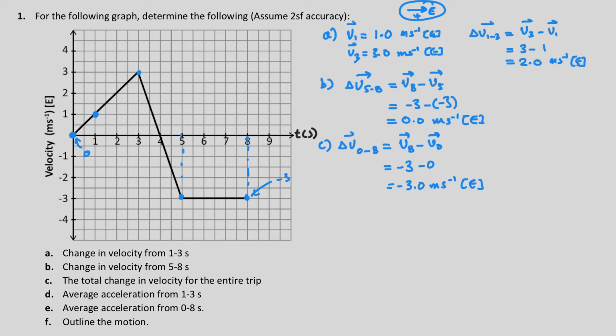Then we're asked the average acceleration from 1 to 3. We can do this in two ways, and both answers will be the same. We can either use the equation for average acceleration, or we can use the idea that it's rise over run. My rise here is 3 minus 1, because I'm going from 1 to 3, and my run is also 3 minus 1. I will get 1.0 meters per second squared in the east direction. You can also do this as the change in velocity from 1 to 3, which we found is 2, divided by the time it takes, which is also 2, and that will give you the exact same answer.